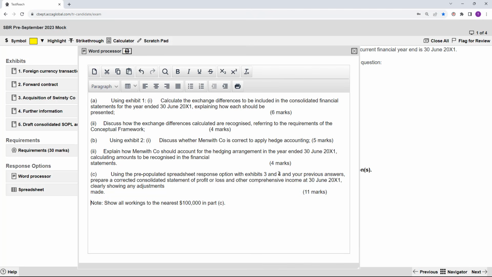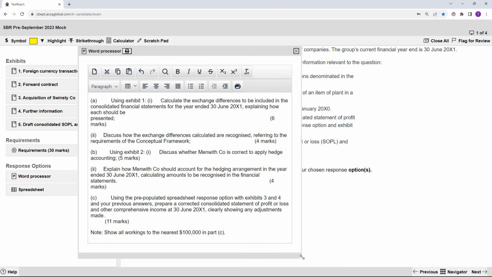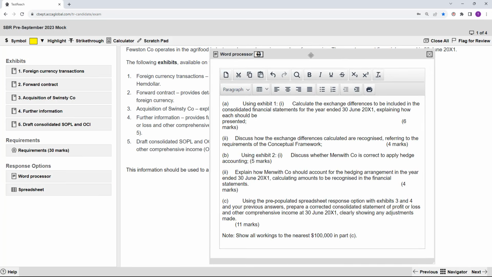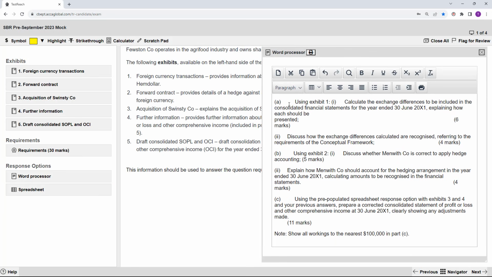This is real. It's a 30-mark question. We've got about an hour to play with this. You can see in the requirement of the question that references are being made to the exhibits. It's very clear and transparent that in part A, we're using exhibit 1. In part B, we're using exhibit 2. And oh my God, in part B, we've got hedging, or whatever. And in part C, we're using exhibits 3 and 4.